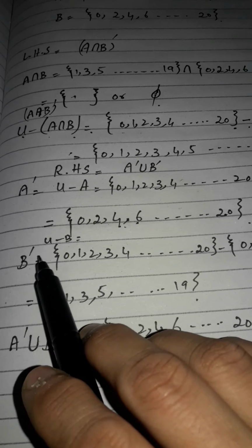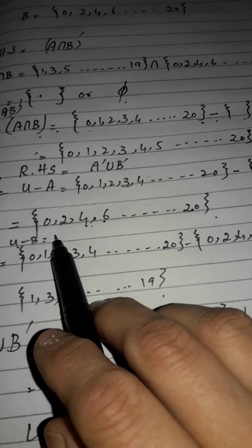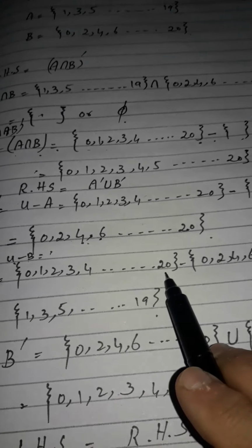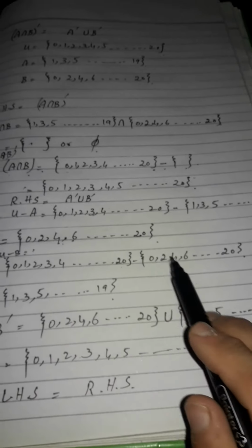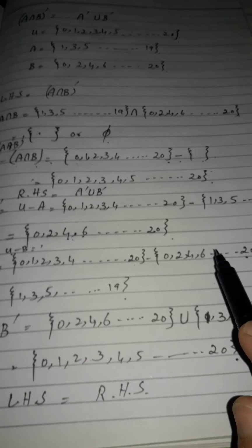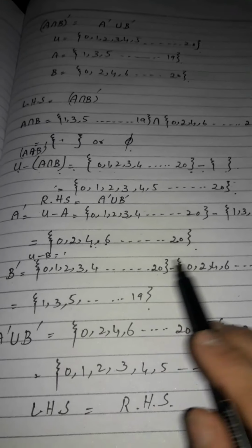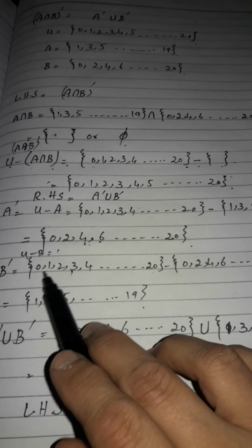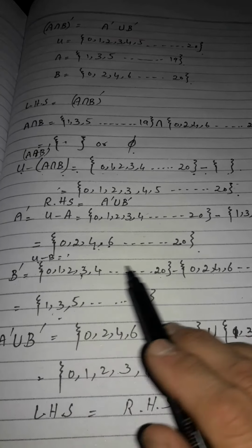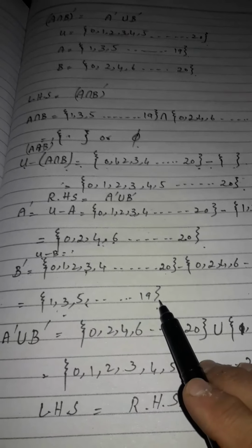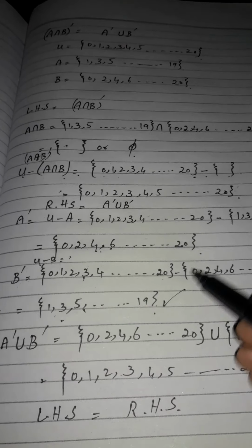Now we find the B complement, which is equal to U minus B. First of all, we write the universal set, then the minus sign, then all the B set. If we remove all these even numbers from this set, 1 is remaining there, 3 is remaining there, 5 is remaining there till 19. So this is the set and this is the set.